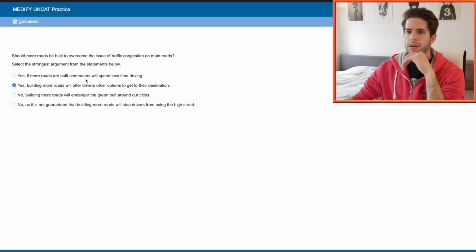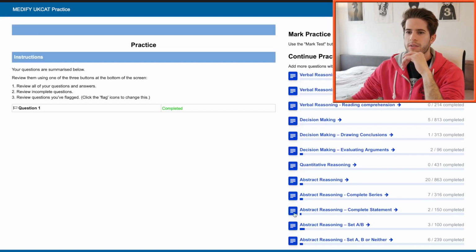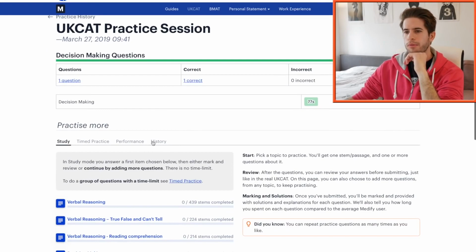So which of these two is better? Yes, if more roads are built, commuters will spend less time driving. Fine. This talks about time, not traffic congestion. So, although probably a good argument, it's not the strongest, I don't think. Building more roads will offer drivers other options to get to their destination. I think that's the correct answer. And that's correct. Boom, boom, boom.